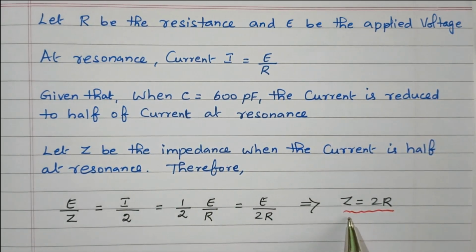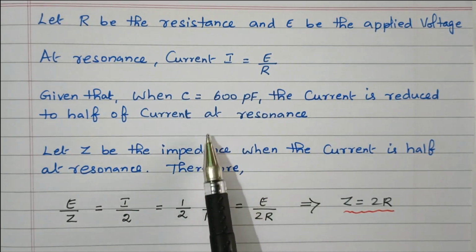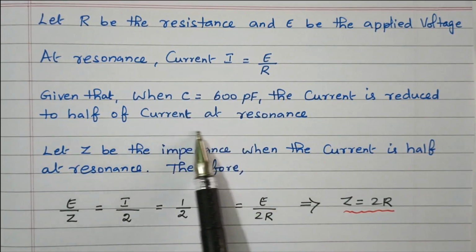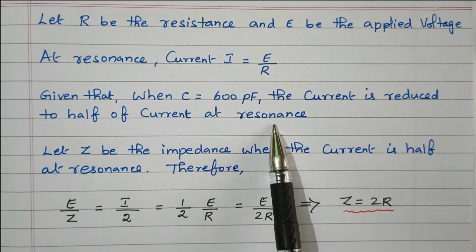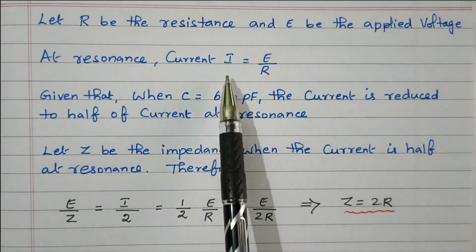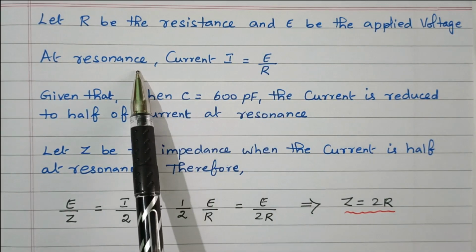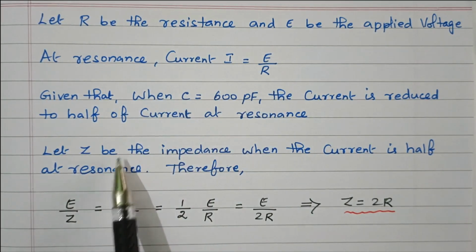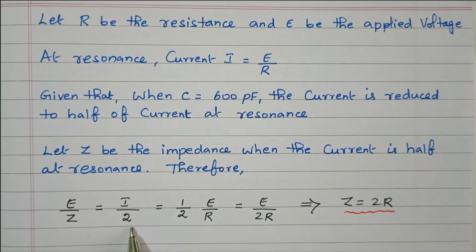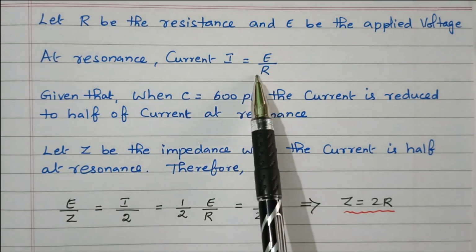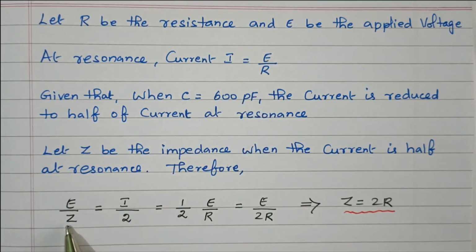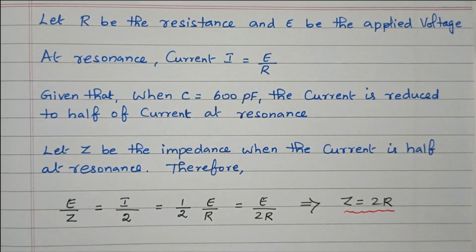So that is the condition we got from this value. At 600 picofarad, current is half at the resonance. Right, so I equal to E by R at the resonant condition. At this, E divided by Z equal to I divided by 2, half of the current. So this I is replaced by E by R because it is under resonance. So by comparing this first and last step, Z equal to 2R.